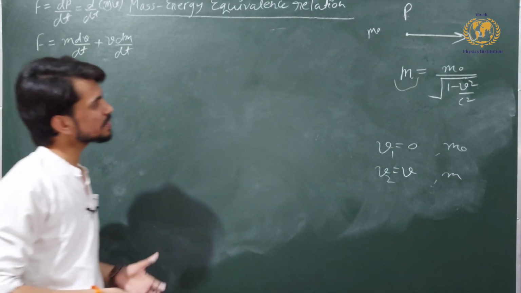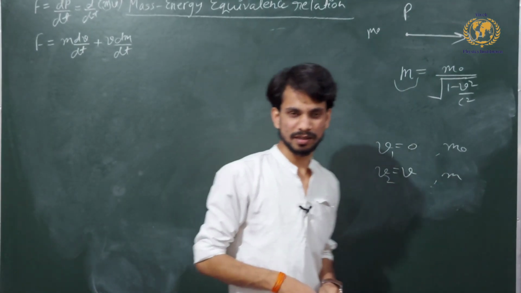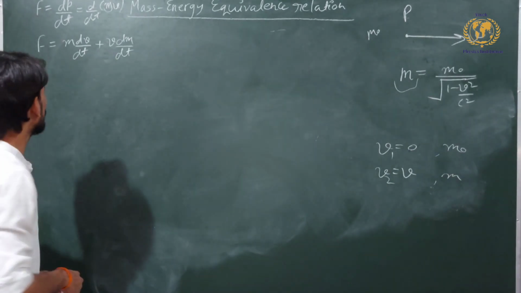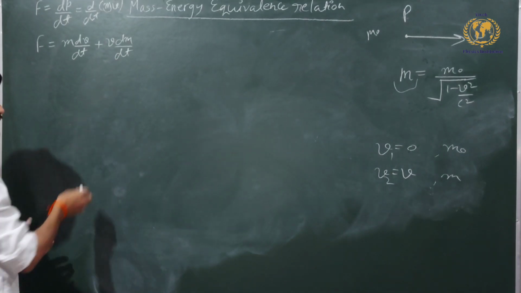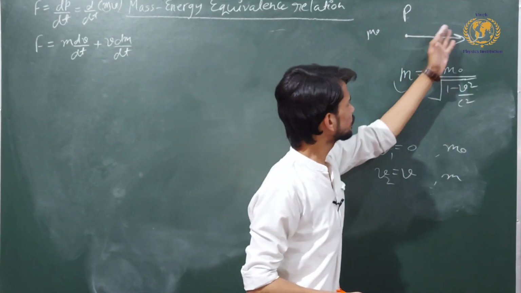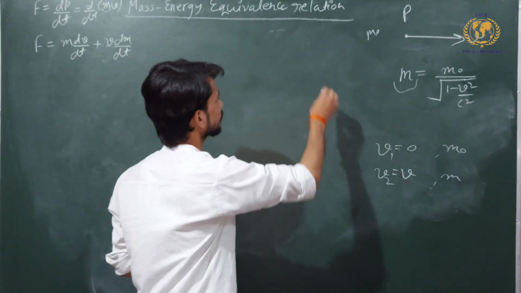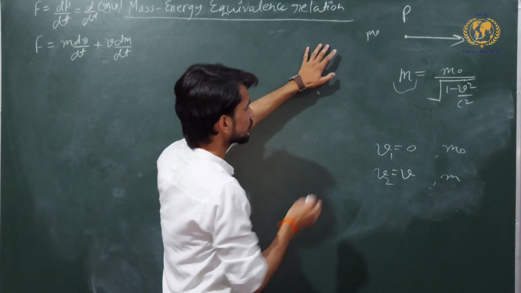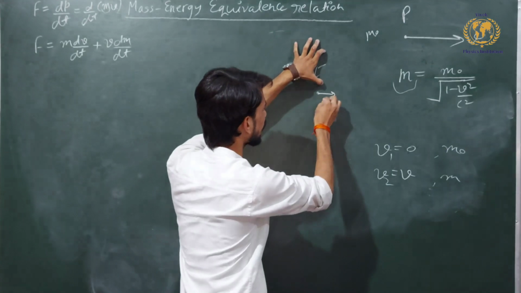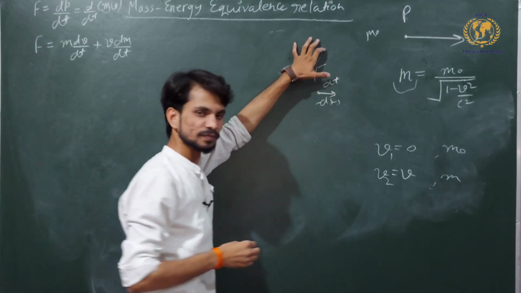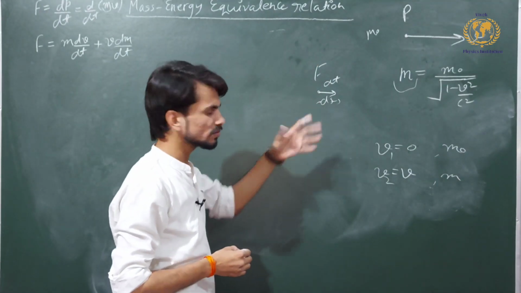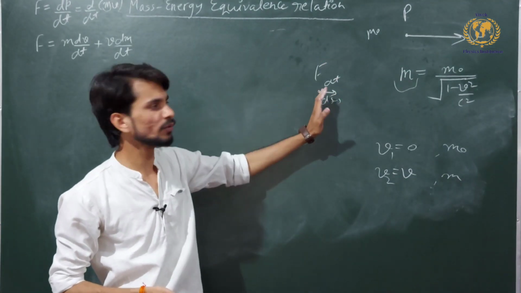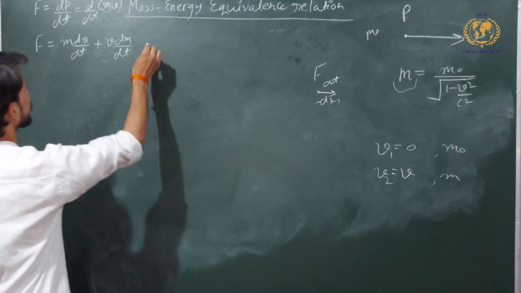Now if I talk about the distance traveled by the particle P in some instant of time, let's say in time dt the particle has moved some distance ds. When you apply the force F, the particle was here, and it moves up to a distance ds in time dt. Then in this event you have to do work. When you apply some force, you have to do work in order to displace the particle. Let's say this equation is 1.